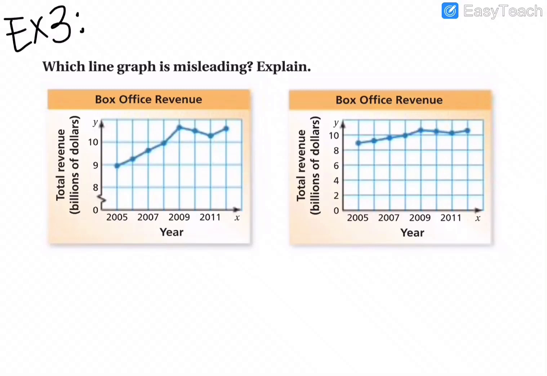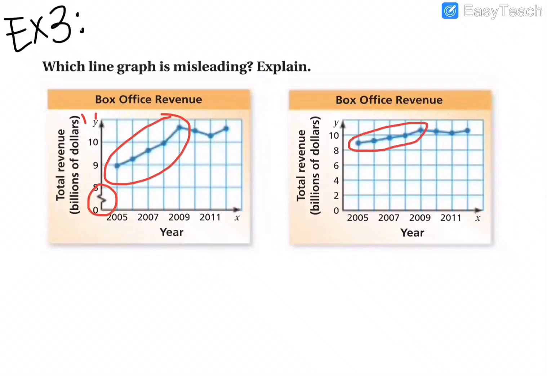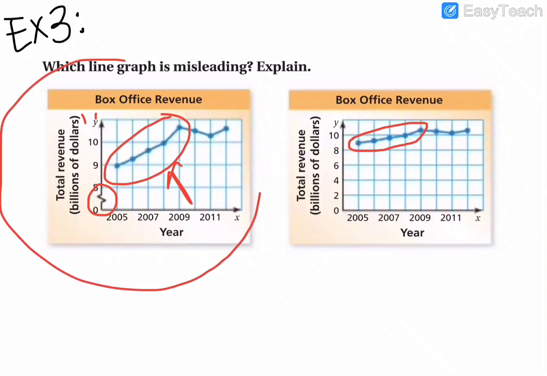So this is misleading because of the break, right? It's showing you that it's beginning at 8, so it's making this look like a big increase when it's really only from 9 to almost 11. And that's in billions. Whereas when you look here, you can see that, yes, it is increasing, but it's not as drastic as this one. So this one is misleading because of the break.